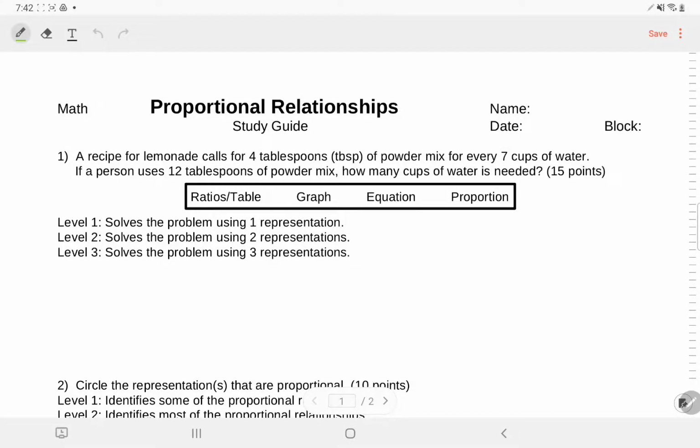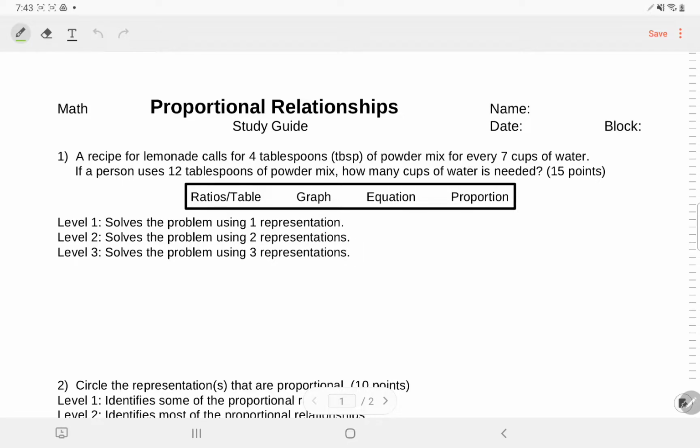Here's a detailed answer key for Proportional Relationship Study Guide. Let's start by reading the instructions. A recipe for lemonade calls for 4 tablespoons of powder mix for every 7 cups of water. If a person uses 12 tablespoons of powder mix, how many cups of water is needed?